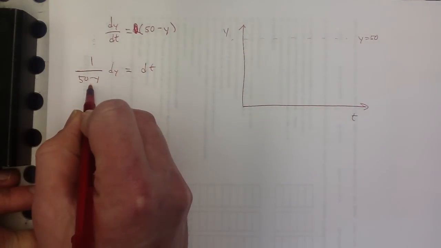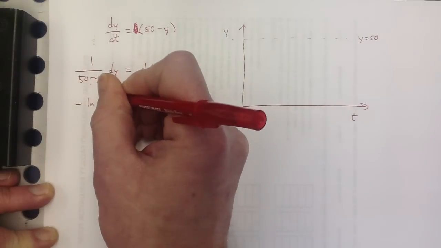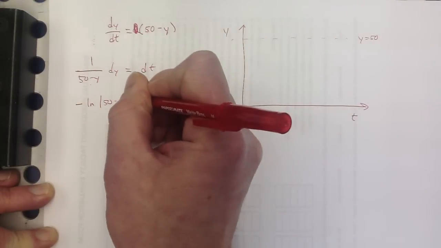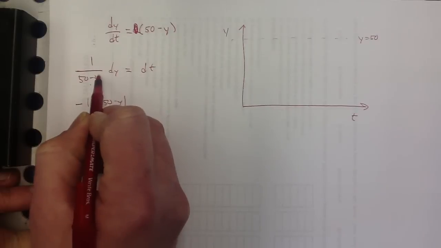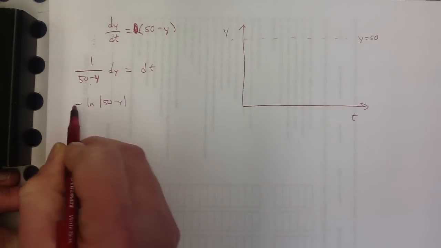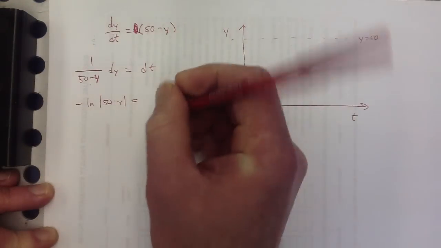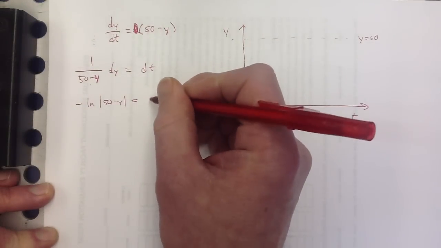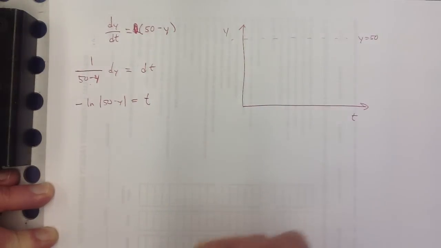The antiderivative of this, you've got to be careful here. It's negative natural log of 50 minus y. Why is the negative there? Because of the negative in front of the y here. You could do a u substitution to do that antiderivative if you want to see where that negative comes from. But it's a real common mistake to forget that. And you wouldn't do anything like that, of course. The antiderivative of 1 dt is just t plus c.